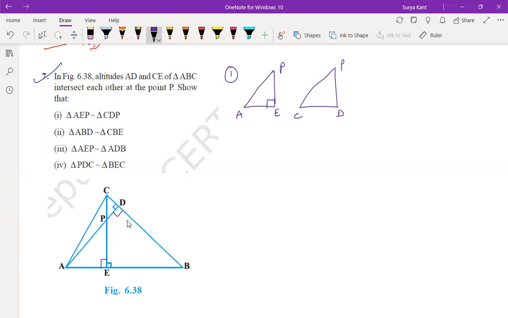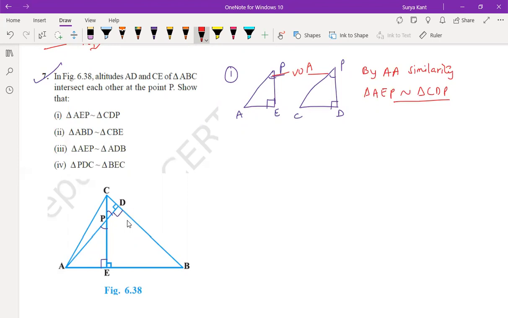Angle E is equal to angle D, right? Then this angle P and this angle P are what? Vertically opposite angles. These both angles are vertically opposite angles. So by AA similarity it is proved. By AA similarity, triangle AEP is similar to triangle CDP. Is it clear to everyone?